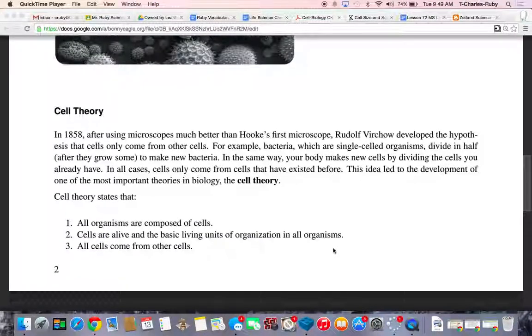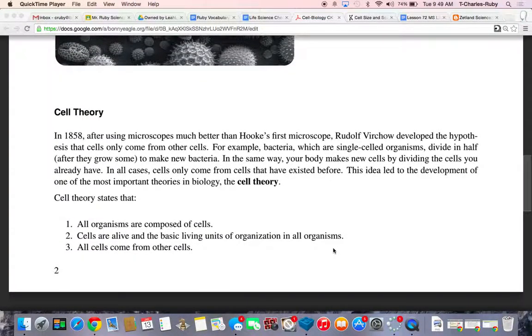Cell theory. Back to you, Christina. In 1858, after using microscopes much better than Hooke's first microscope, Rudolf Virchow developed the hypothesis that cells only come from other cells. For example, bacteria, which are single-celled organisms, divide in half after they grow some to make new bacteria. In the same way, your body makes new cells by dividing the cells you already have. In all cases, cells only come from the cells that have existed before.